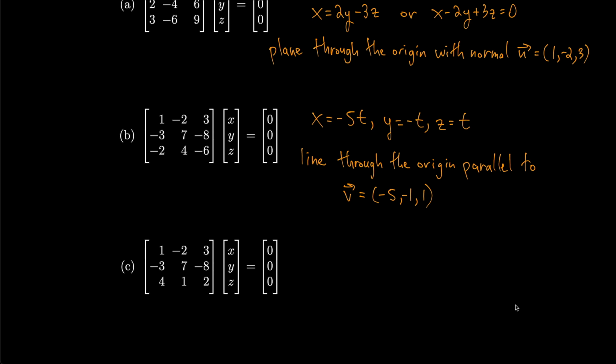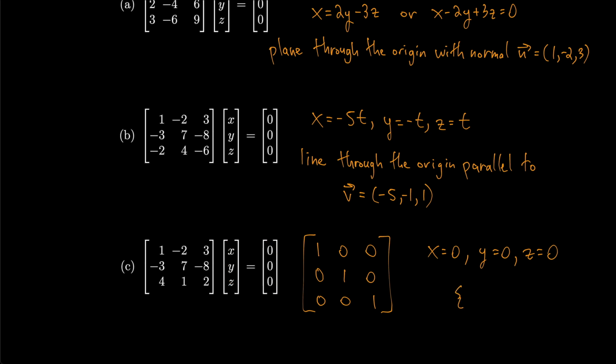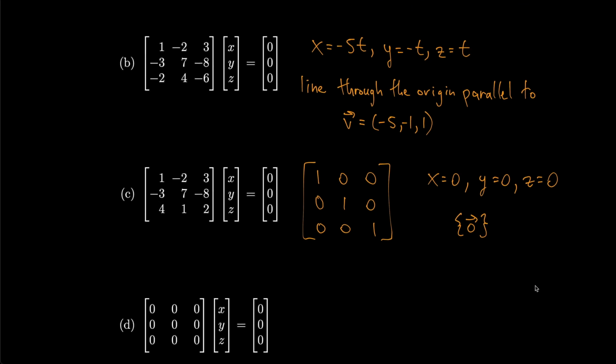Then we've got this one, which could be reduced to the identity through matrix operations. You could rewrite this as the identity matrix, (1, 0, 0), (0, 1, 0), (0, 0, 1). In other words, x equals 0, y equals 0, and z equals 0, because this entire thing times (x, y, z) equals (0, 0, 0). So that means that this subspace is just the 0 vector. Geometrically, that's just the point, the origin.